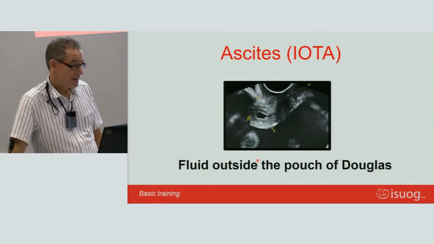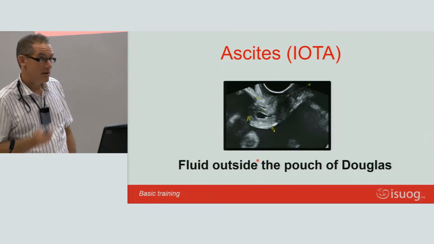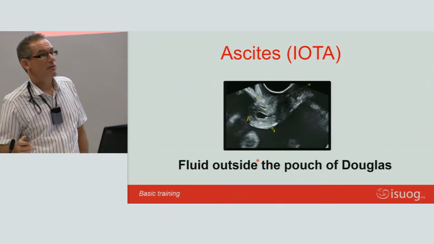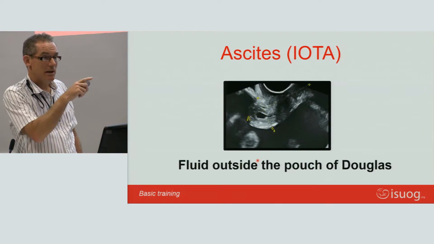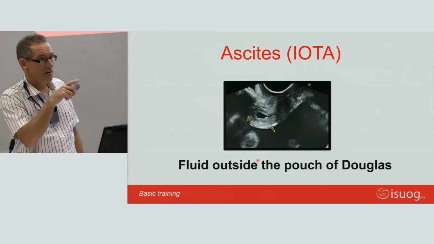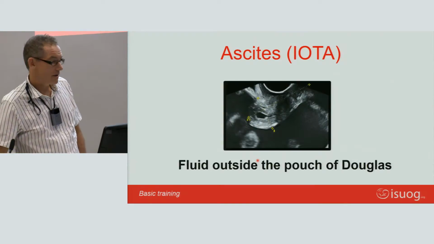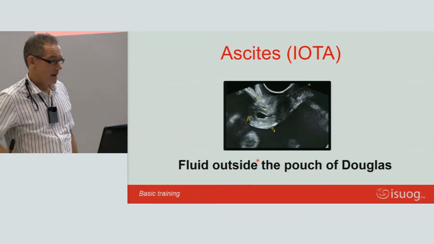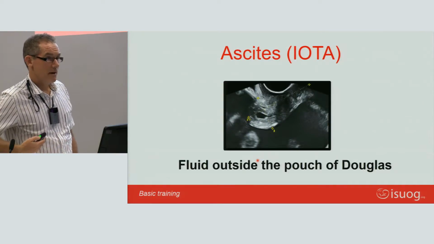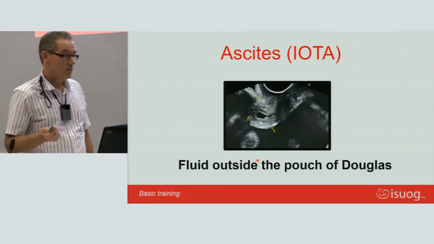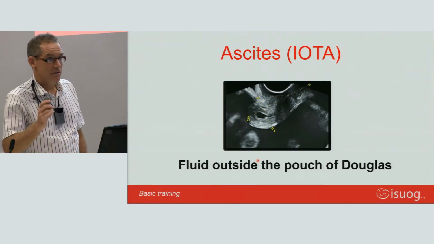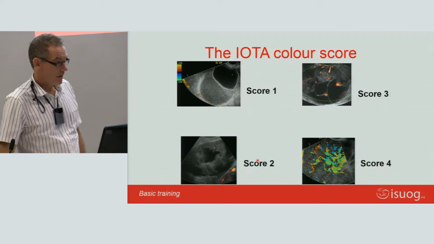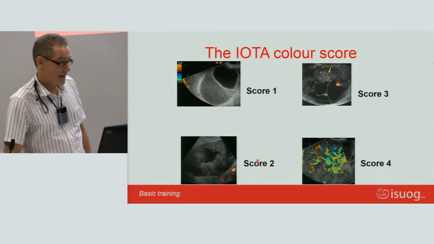And then finally, there's ascites. So this is all fluid outside the pouch of Douglas. As a general rule of thumb, if you're seeing fluid only in the pouch of Douglas, it's not ascites. If you're seeing fluid that you can see up to the level of the fundus, or between the uterus and the bladder, it's significant. And it really is significant if you scan up in the liver and you see fluid between the liver and the kidney. So for those ruptured ectopics where there's a liter in the abdomen, you're going to see fluid in that space.